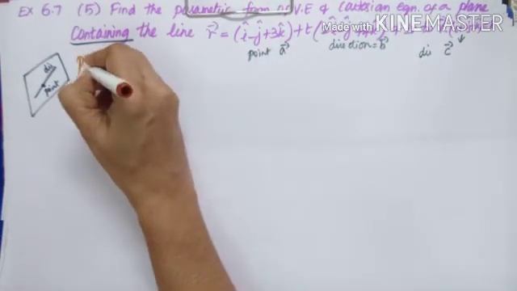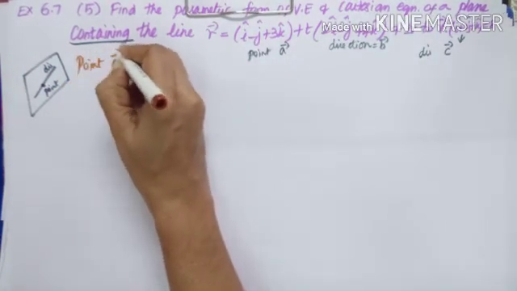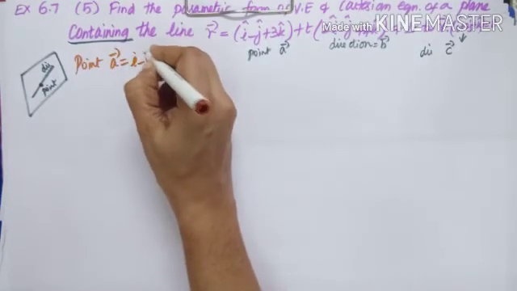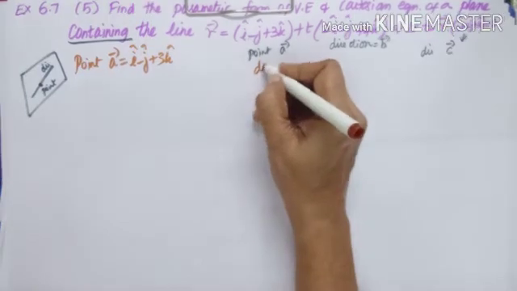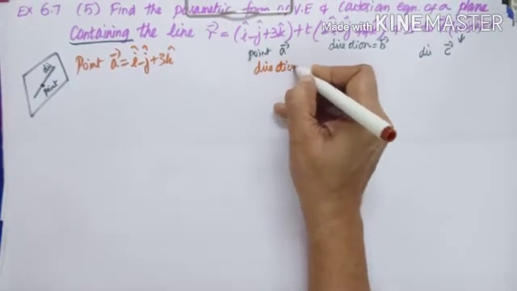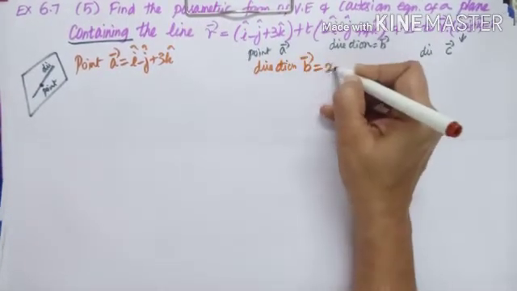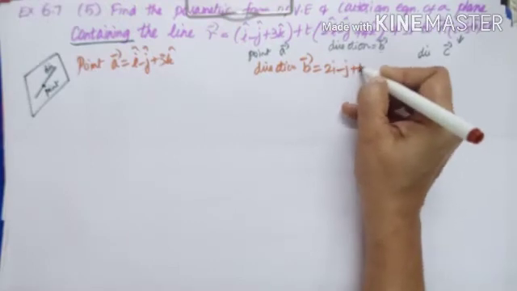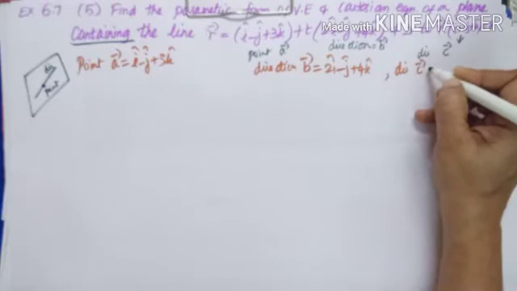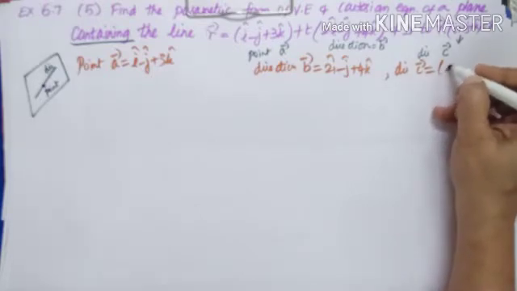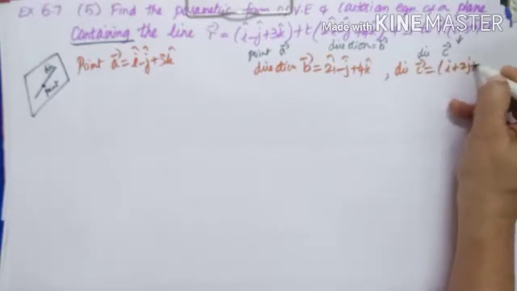Now let us write out all that is given to us. So point, let me call A vector, that is i minus j plus 3k, and direction B vector equal to 2i minus j plus 4k, and again the direction C vector equals to i plus 2j plus k.